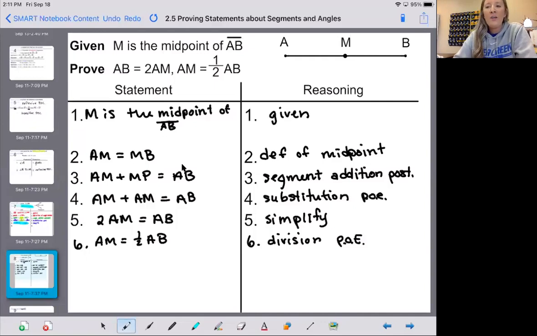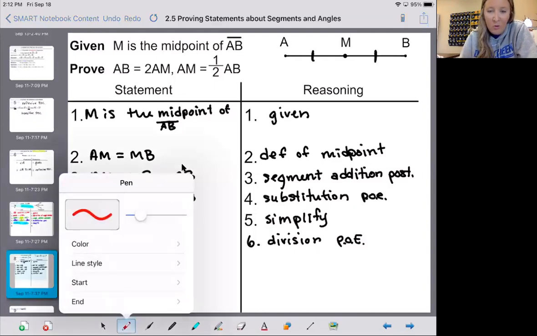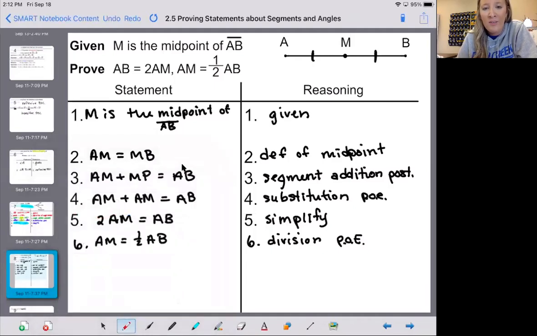Okay, so the first thing I did was write down my given. M is in the middle of segment AB. That was given to me. Now, I knew because of that, that AM had to be equal to MB. So that was my line 2. I knew that those were equal because they told me that I had a midpoint, and midpoint means equal on both sides. So that's the definition of midpoint.